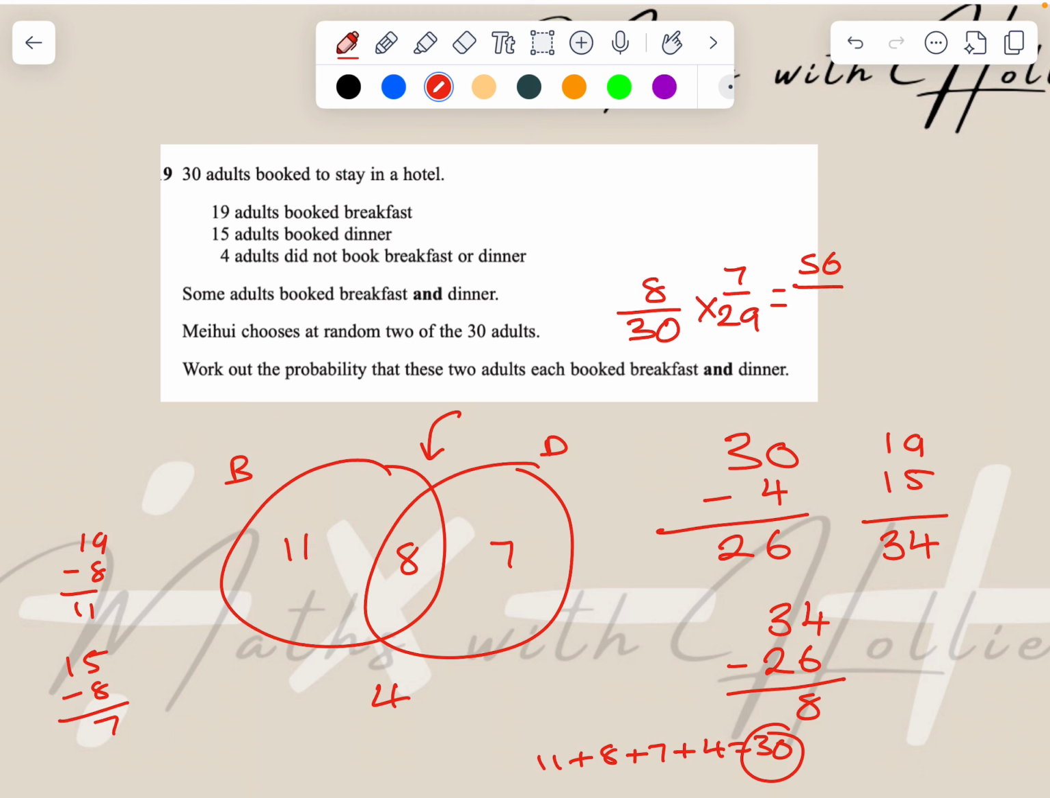And 30 times 29: 9 times 3 is 27, add the 0, so it's going to be 870, and then you should simplify that fraction. Okay, but that is the probability.